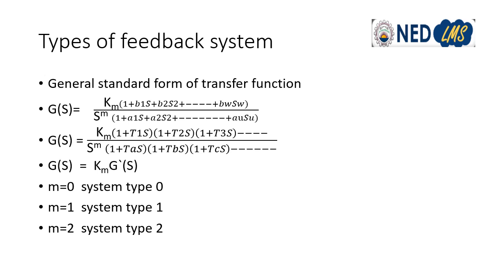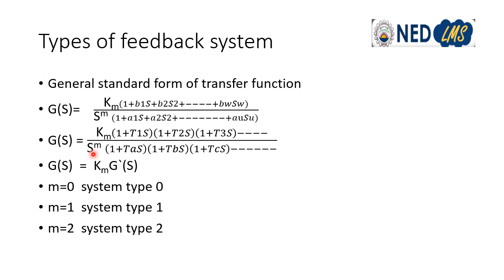If we have m equals 1, then this is system type 1. System type 1 means here we have 1 upon s, and 1 upon s means we have one pole at the origin. And m equals 2 means system type 2. It means we have here 1 upon s square, and 1 upon s square indicates that it is system type 2.